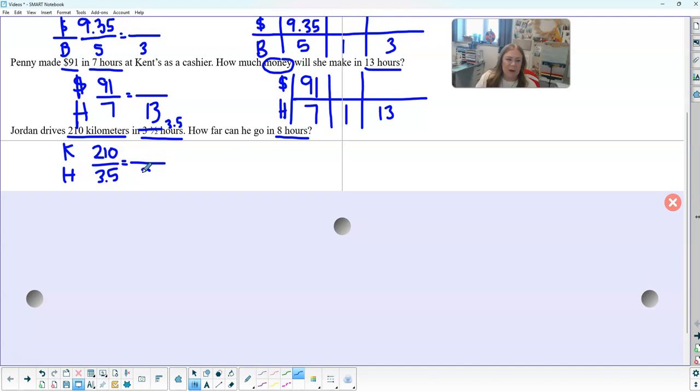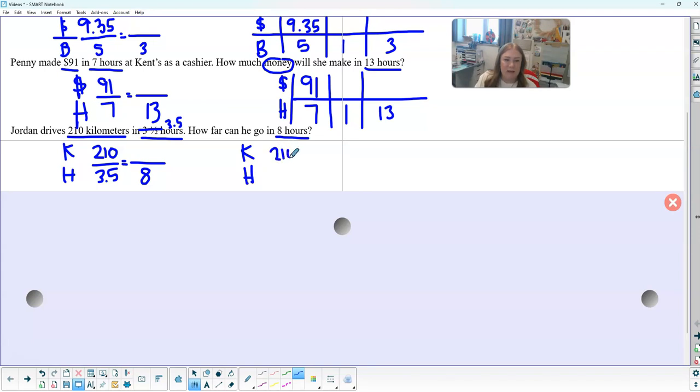My hours is on the bottom, so I put that here. So we're going to multiply and divide. If you're choosing to do it this way, we're going to have to move that decimal to match it up. We can also set up our chart, kilometers and hours.